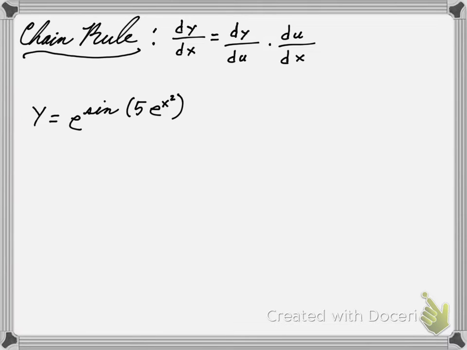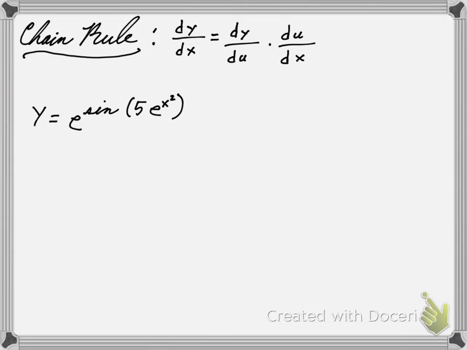Today we are going to be working through a slightly more involved example of taking the derivative of an equation using the chain rule. So I have an equation here, y is equal to e to the power of sine of 5e to the x squared. And we're going to find this derivative using chain rule multiple times.